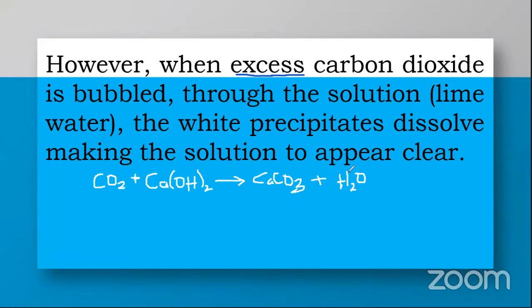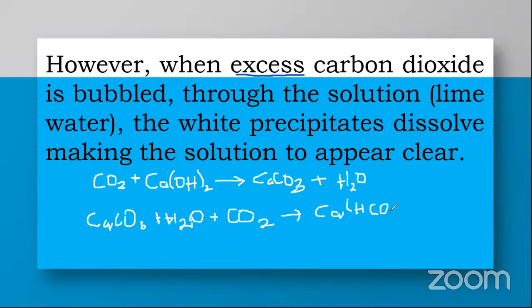So we are saying that, however, when excess carbon dioxide is bubbled through the lime water, then we shall form a clear solution. All the solution will become clear. So we shall have a continuation of this. So to have excess carbon dioxide, we shall have calcium carbonate, which is already formed, and water. Then we add the excess carbon dioxide. This one will give us calcium hydrogen carbonate.